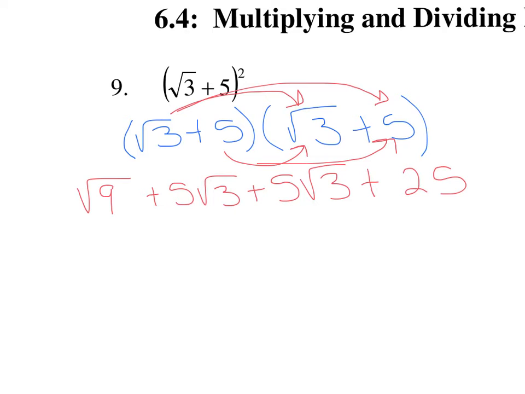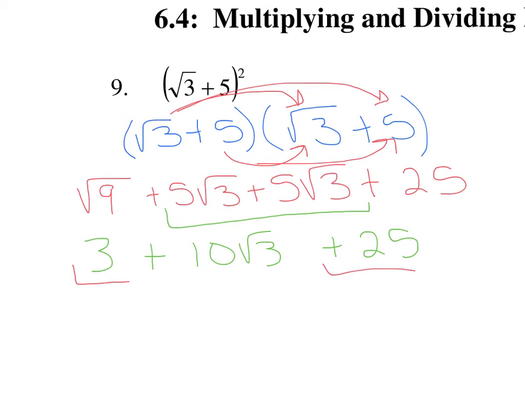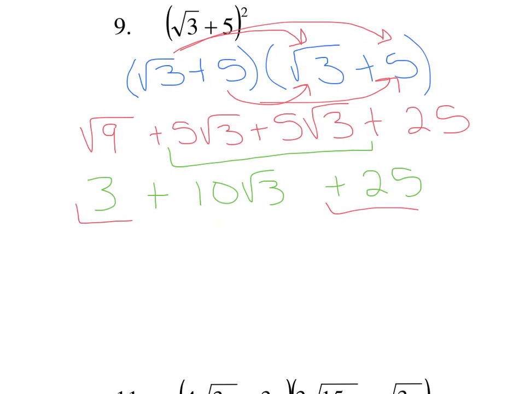And now we simplify. The square root of 9 is 3. These are like radicals. We add the coefficients and the radical stays the same. So 5 plus 5 gives us the 10 here. And we have plus 25 here on the end. But we're not done because these are like terms. So 3 plus 25 is 28, plus 10 square root of 3.